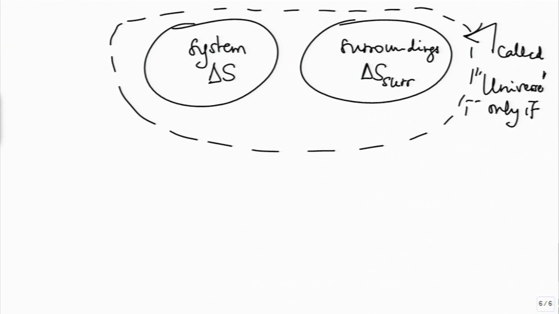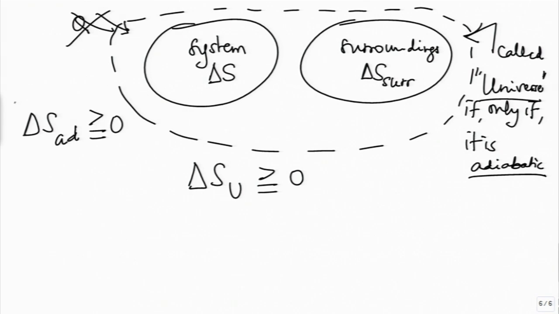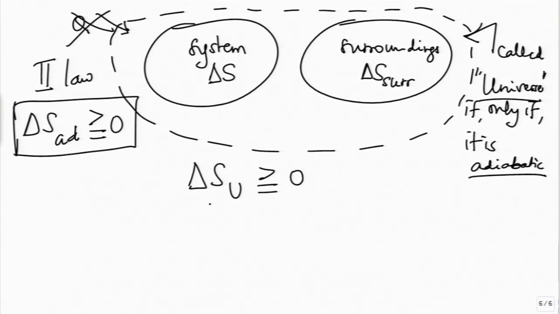only if, actually if and only if, it is adiabatic. That means across this boundary there is no Q. But in between them they can do anything they feel like. So long as they together form an adiabatic system, we call it a universe. And since the universe has been defined as an adiabatic system, we must have delta SU greater than or equal to 0. In fact, the second law says that delta S for any adiabatic system must be greater than or equal to 0. So, since the universe is adiabatic, applying the second law to the universe, we get delta SU greater than or equal to 0.